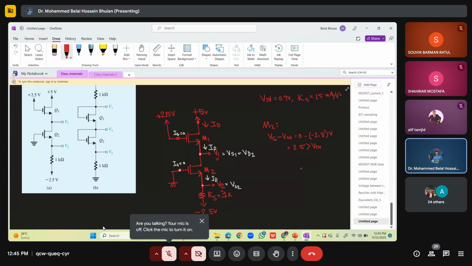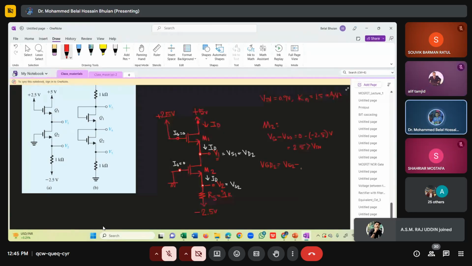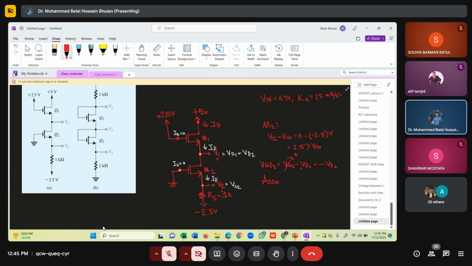We have to do VGD2, which is VG2 minus VD2. VG2, we know that's 0, but we don't know VD2. We have to determine it. So in that case, what did we do? We go for assumption. So, assume saturation.